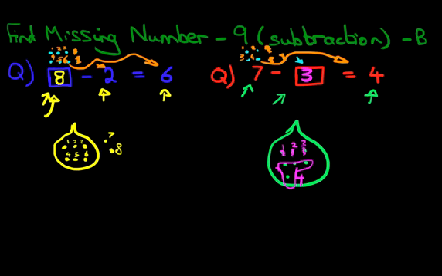So we found the second number, and what we have done is we've used the bag of sweets as a method, and we've used the dot method to check whether the answer is correct. And that is how we find the missing number up to 9, subtraction, using this particular method.